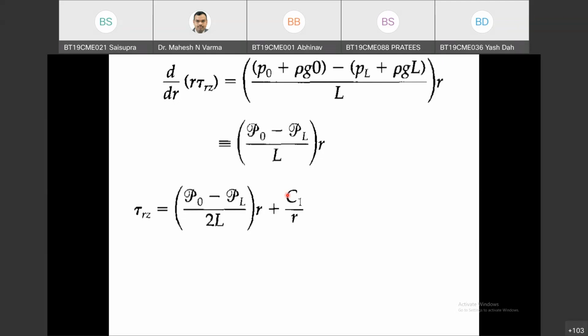So, at r equals to, can you share your notes you are writing in class during class? Please share your notes. Switch on your camera first of all. Yes, sir.